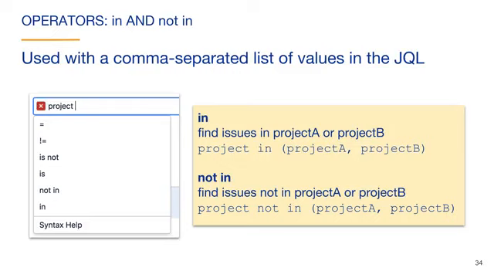The in and not in operators are used with a comma-separated list of values in the query. This query finds issues that are either in project A or in project B. Notice that there are parentheses around the set of values, and the values are separated using commas. This query finds issues that are not in project A or project B.